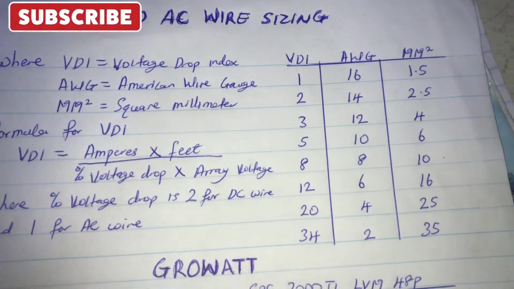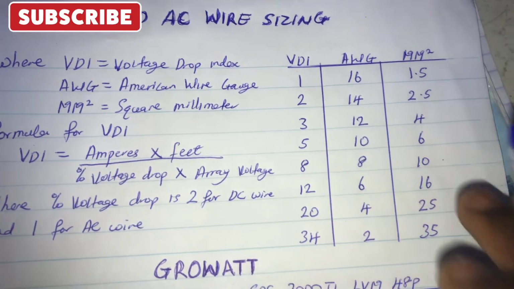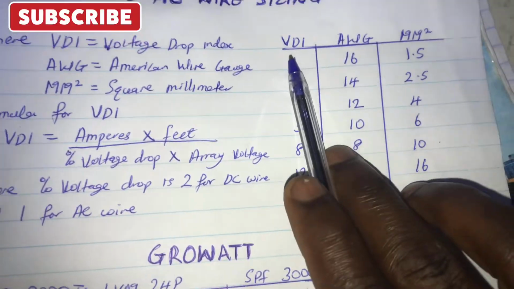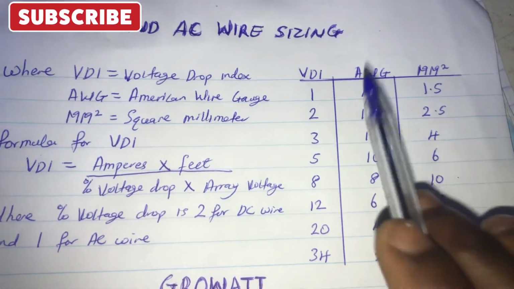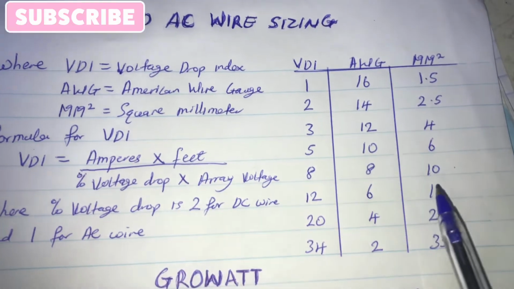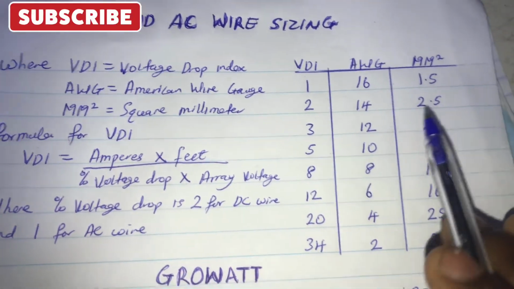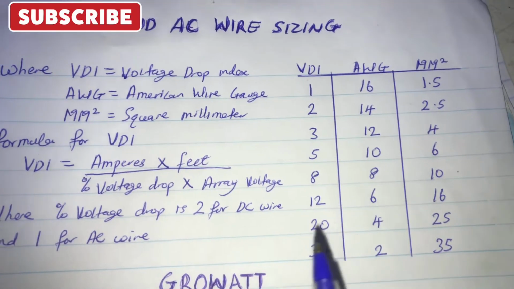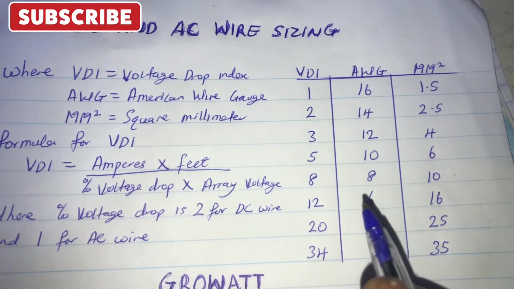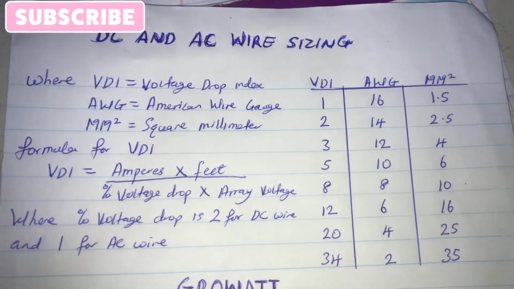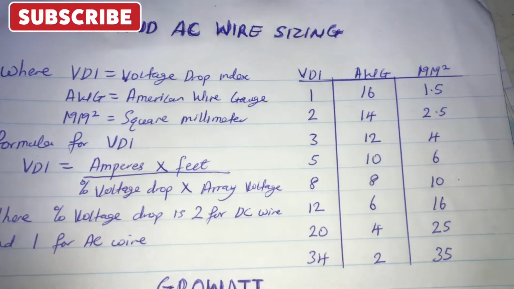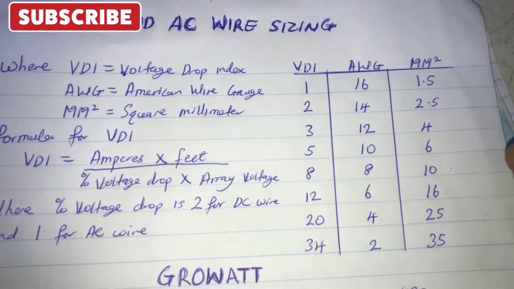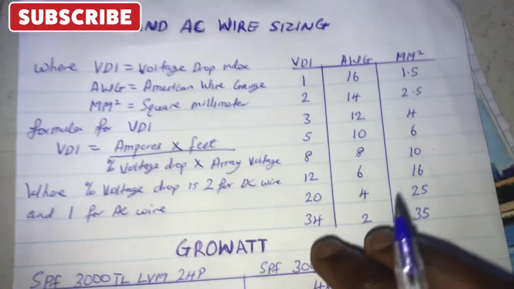Coming to this place now, this is just a table I saw online. I saw this VDI and AWG. I have to convert to millimeter square, because most wires here in Nigeria, we don't use AWG. What we use is millimeter square. That's why I have to bring it out in millimeter square, so that it will be easier for me.